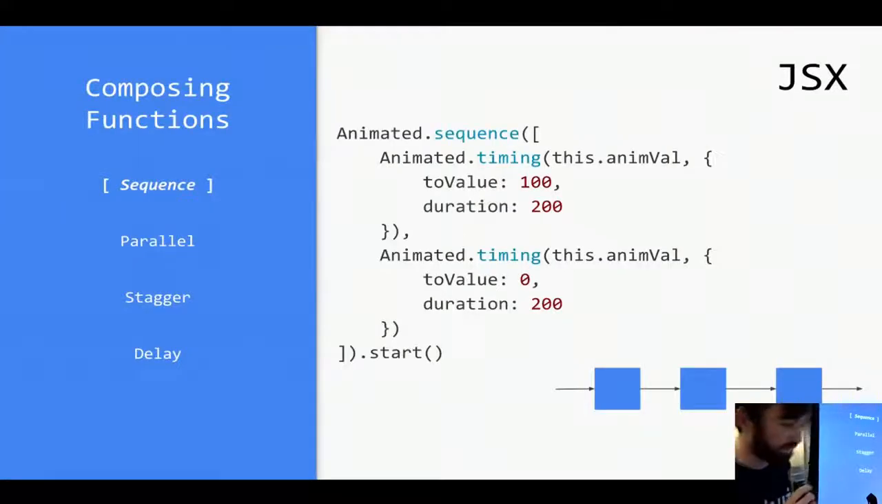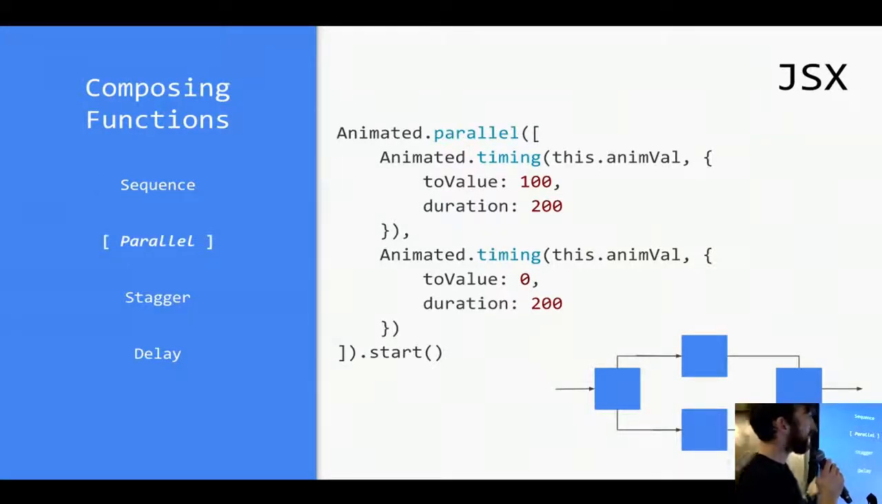Those are timing functions. With those timing functions, we can compose these kind of like logic gates for the animations. So first up, we have sequence. This is super straightforward. Its one parameter is an array of those timing functions. So we're going to go to 100, then we're going to go back to 0. It's going to do that first timing animation, and when that's completely done, 200 seconds, then it's going to do the next one.